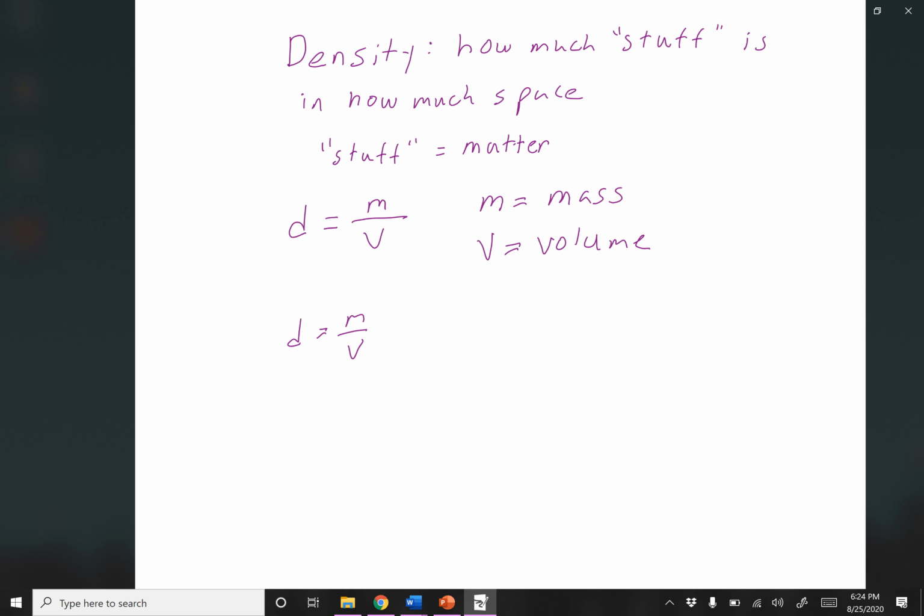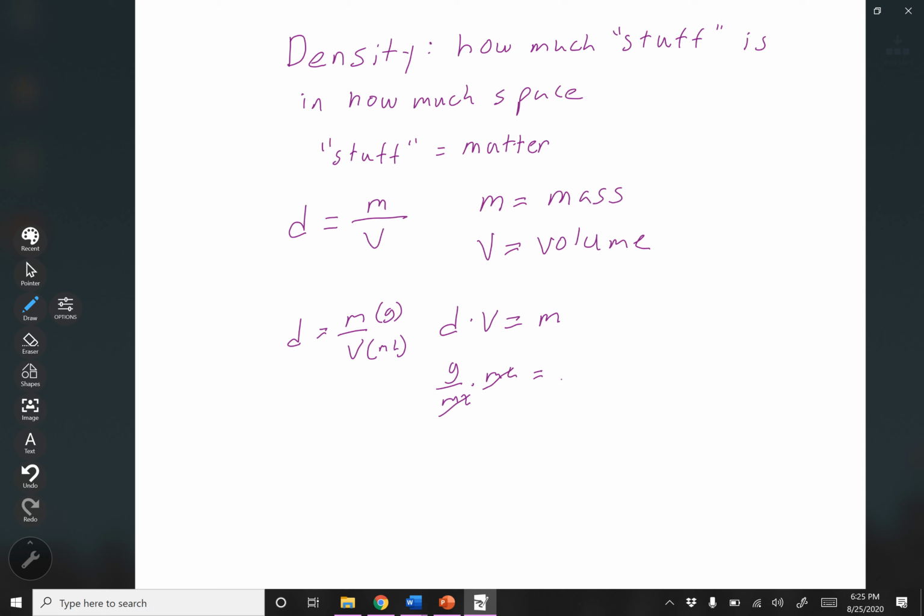But suppose I know something's density, but I don't know its mass, but I do know its volume. So I could rearrange this equation to say D times V is equal to M. So density times volume would give me mass. And remember, my units of density, if I just write those out, would be grams per milliliter. So here I'm multiplying times milliliters, and just remember that your units have to be the same. So that would give me what? Cancel milliliters with milliliters. That would make grams, which is what? A unit of mass.